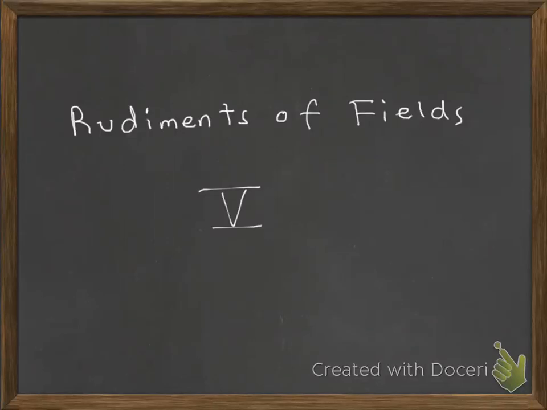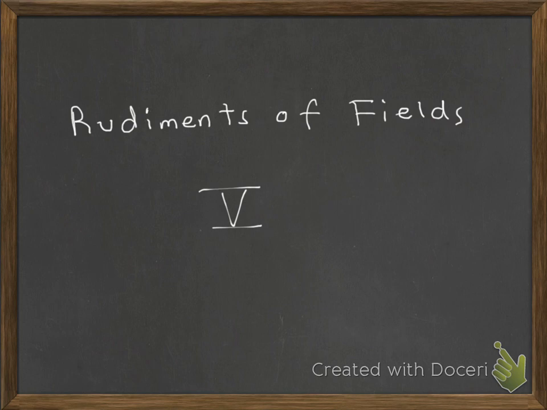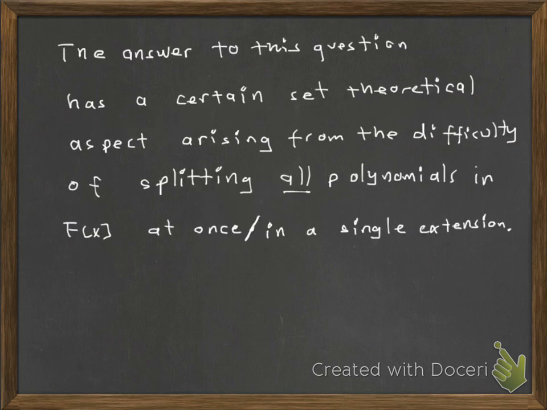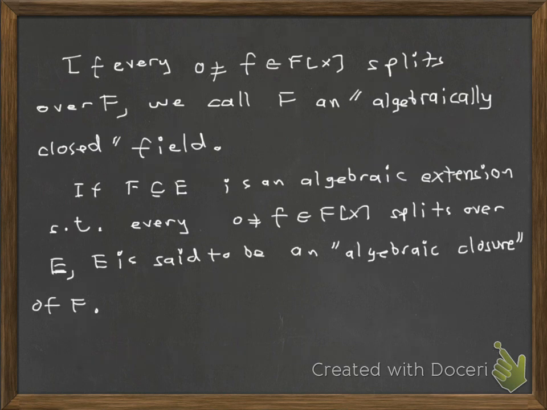In the previous video, we brought this question to the viewer's attention, where we ask if we can find an extension of an arbitrary field over which all polynomials in F[x] split. Now, the answer to this question involves some set theory that needs to be handled specially on its own merit, which is why we wish to postpone its proof to a separate video, but we will still lay down its groundwork now, including the following two definitions.